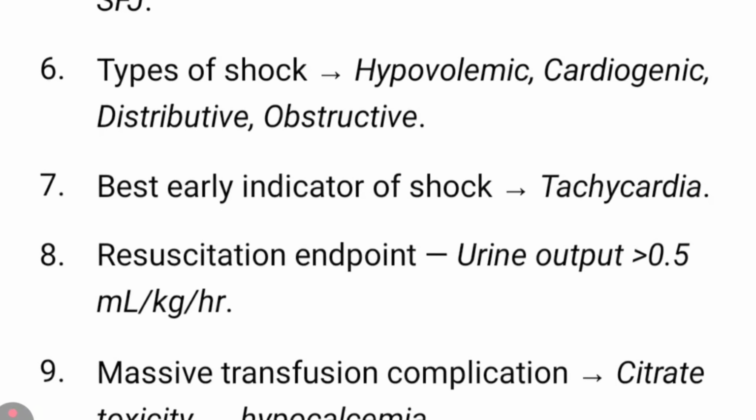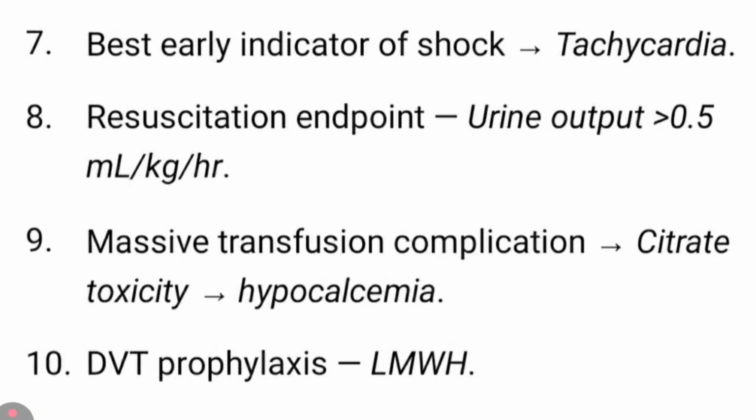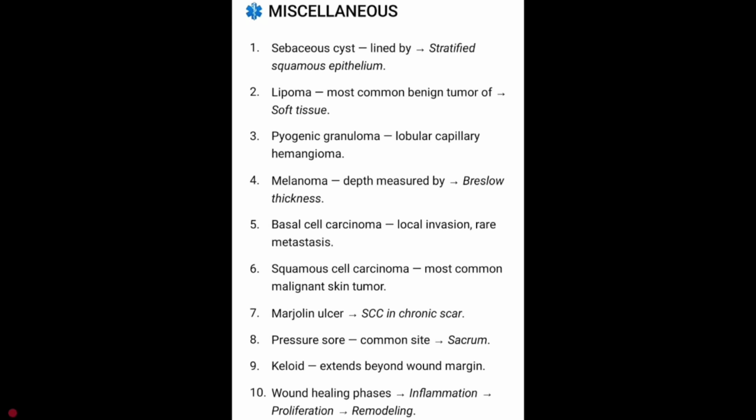Types of shock are hypovolemic, cardiogenic, distributive, and obstructive. Best early indicator of shock is tachycardia. Resuscitation endpoint: urine output more than 0.5 ml per kilogram per hour. Massive transfusion complication is citrate toxicity, which causes hypocalcemia. DVT prophylaxis: we give low molecular weight heparin.